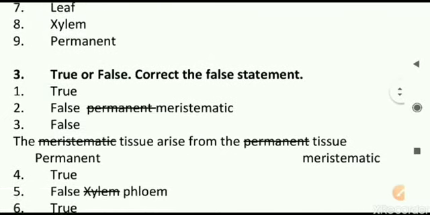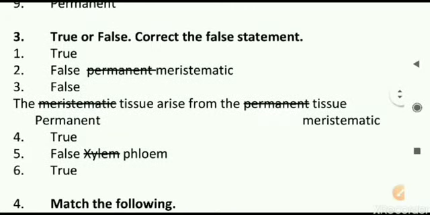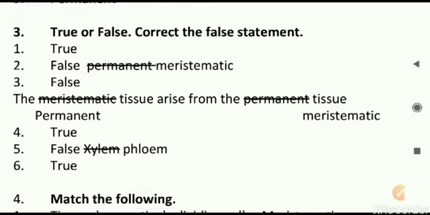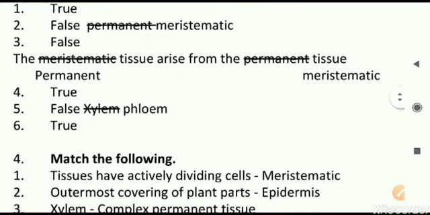Here in the true false, in correct the false statement, wherever you have to make a correction, I have crossed or struck out that word. That word you have to cut through in your book and write the other word. For example, in the second one, false statement, you have to cut permanent and write meristematic there. The third one, two words you have to cut. Meristematic will become permanent, and permanent you will cut and write meristematic. Similarly, in the fifth one, you will write phloem in place of xylem. That is how you can correct these statements.